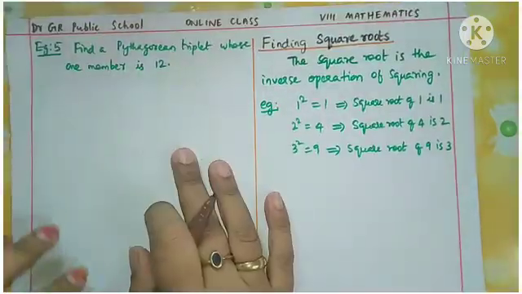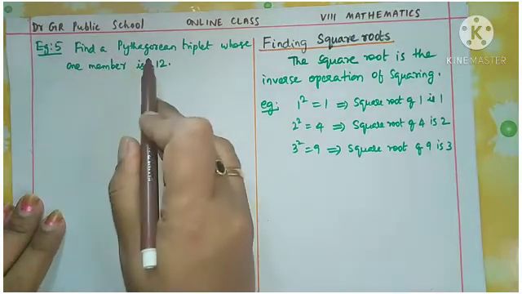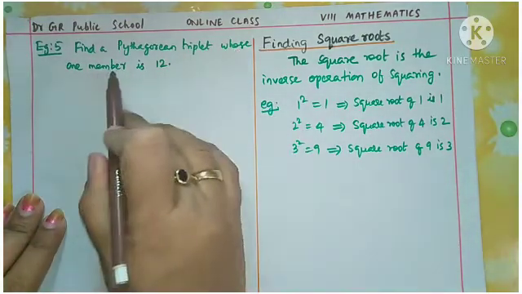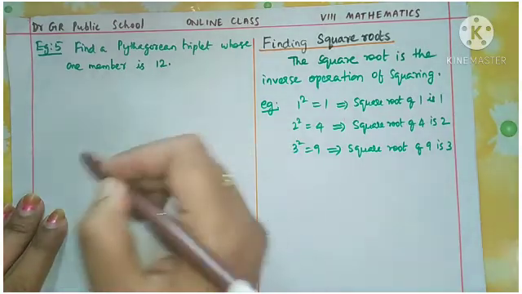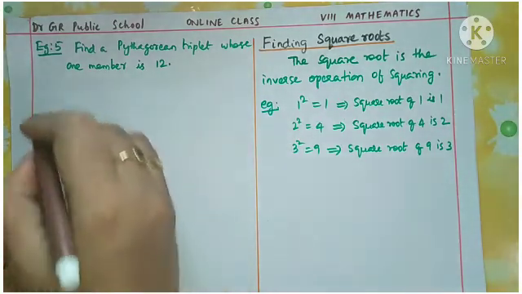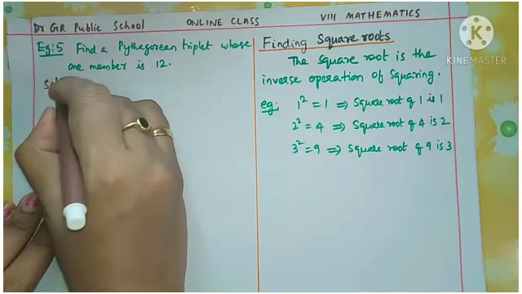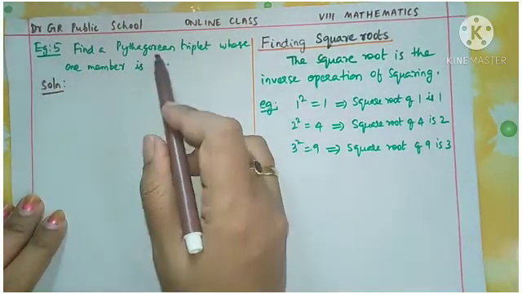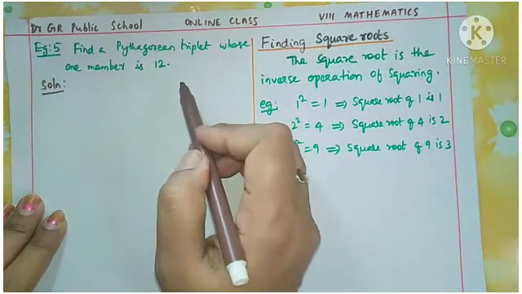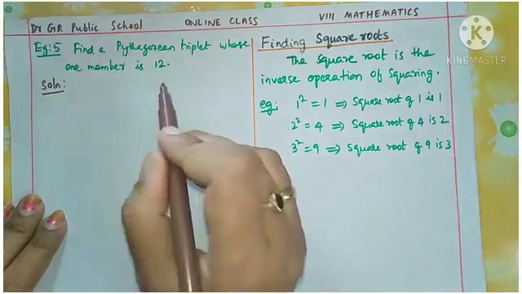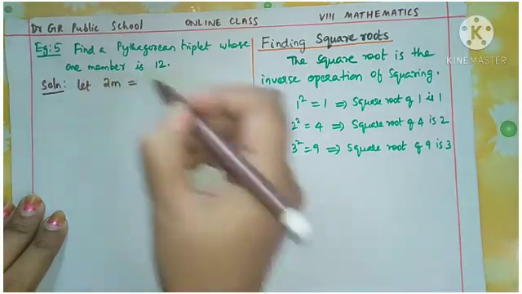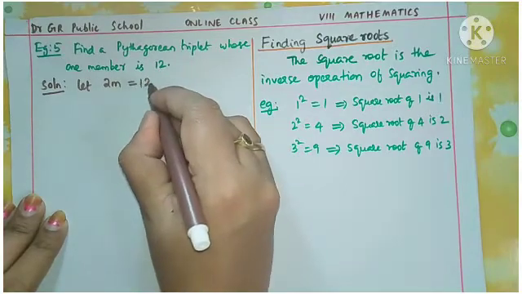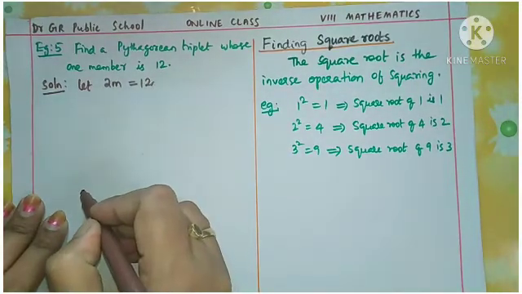See one more question from this. Find a Pythagorean triplet whose one member is 12. So here also one member is given. We need to find out the Pythagorean triplet. So start the solution. What I said earlier, the given member you want to take as 2m, that is the first member. So let us take 2m is equal to this 12. From this you find the value of m.